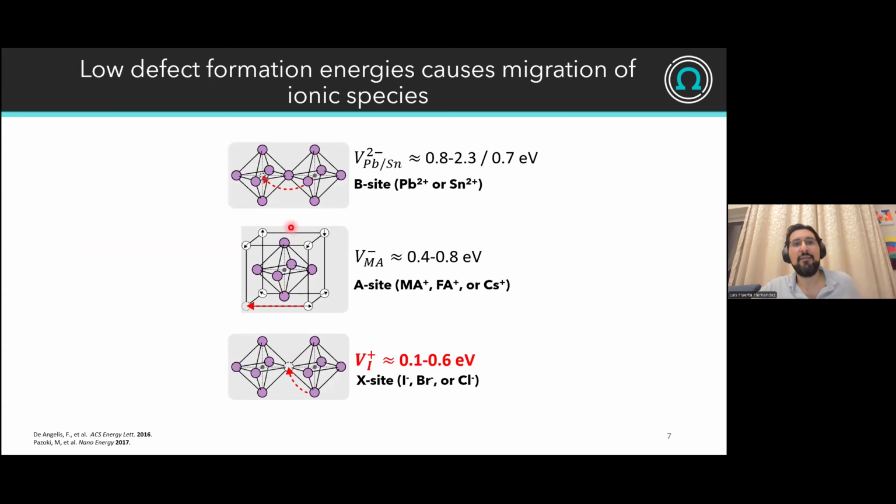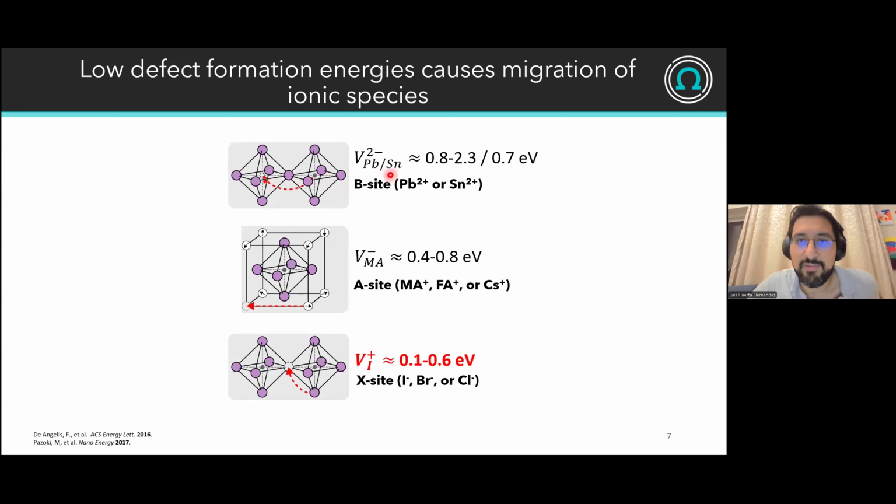We know that the defect formation energies of perovskites are really low, and this is one of the main reasons why you have a migration of ionic species. The most common defects that you're going to find in a perovskite are related to vacancies. For example, the lead vacancy has a relatively high activation energy, around 0.8 to 2.3 electron volts. The reason is that if you want to move a lead iodide towards a vacancy, you need to break a lot of bonds with the iodides.